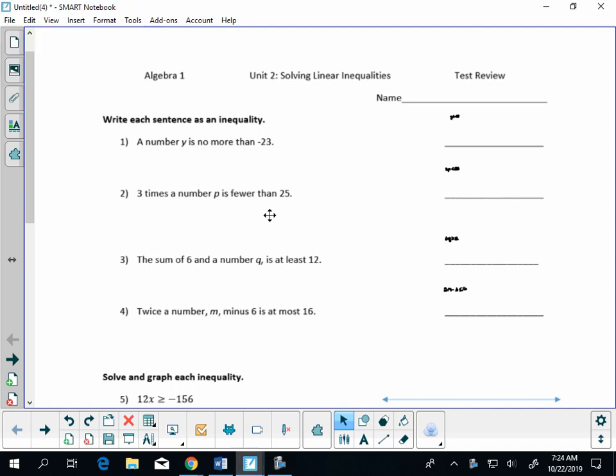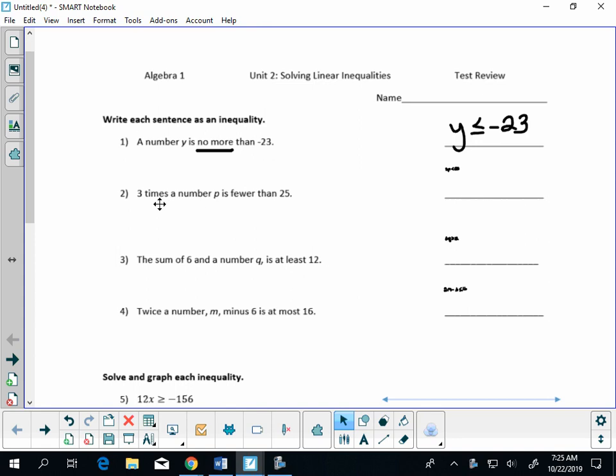All right, welcome to Unit 2 review. This is over inequalities. So let's take a look at the first one. A number y is no more than negative 23. The key there is the word no more. So if it's no more, it would have to be smaller than. So if it is smaller than, it would be less than. So y is less than or equal to negative 23.